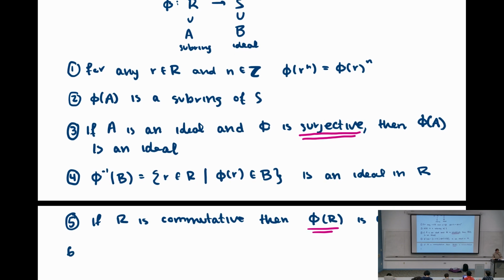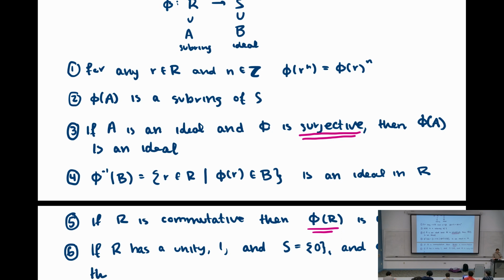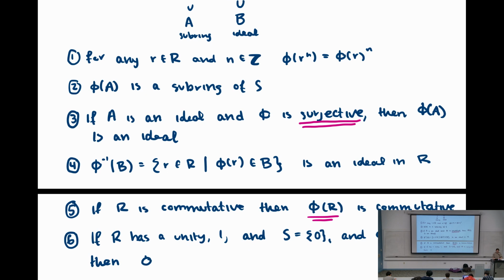Six, if R has a unity, let's call it 1, and S is not just the 0 ring, and phi is surjective, then phi of 1 is the unity in S.